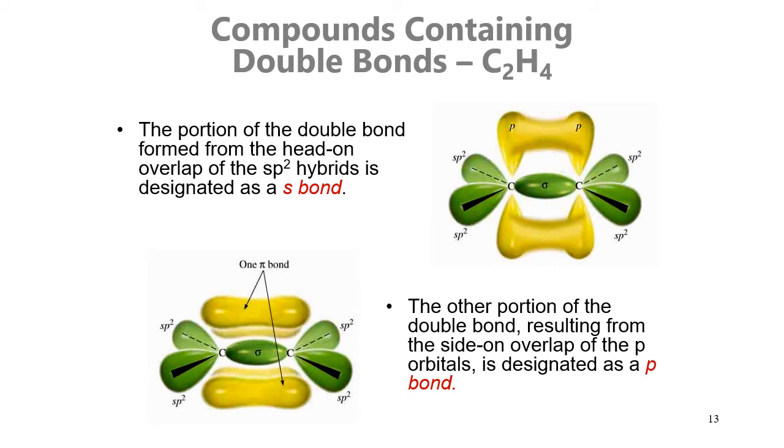For sigma, you see the portion of the double bond formed from the head-on overlap of this sp2 hybrid is designated as a sigma bond, while the other portion of the double bond resulting from the side-on overlap of the p orbitals is designated as a pi bond. Sigma and then pi.